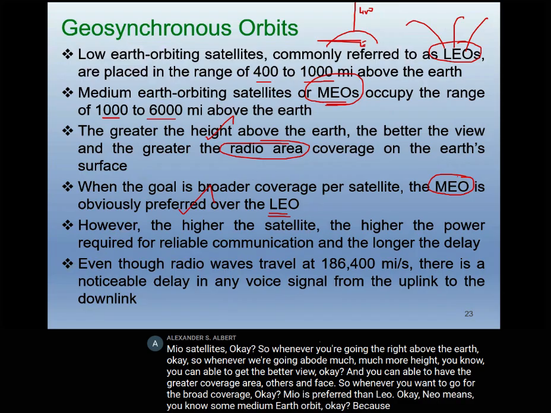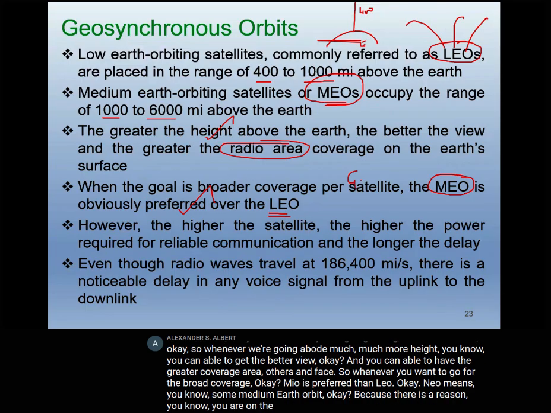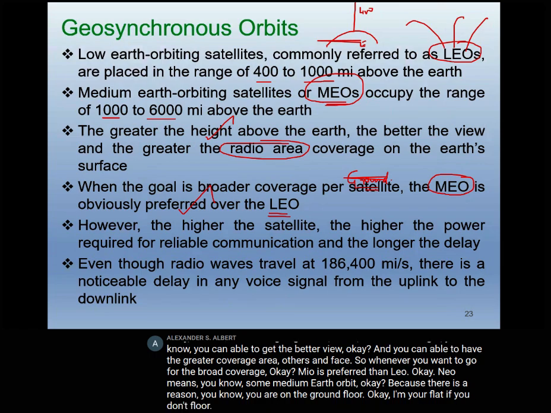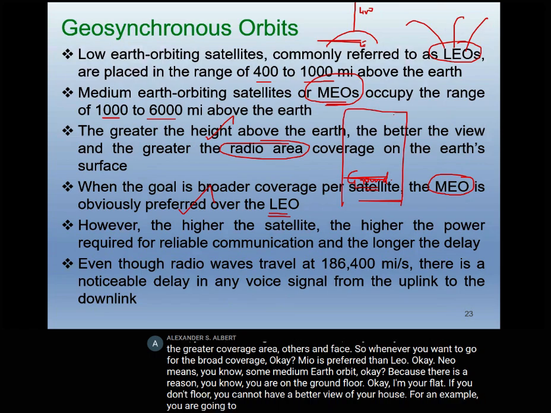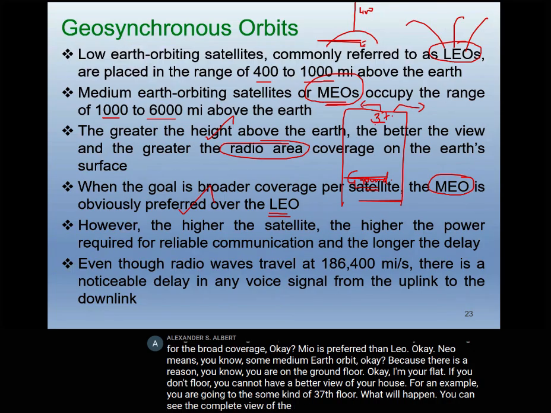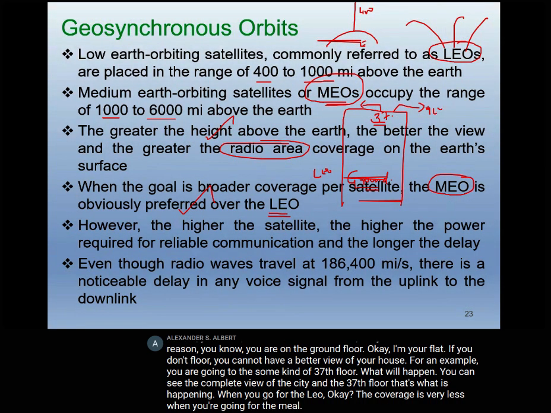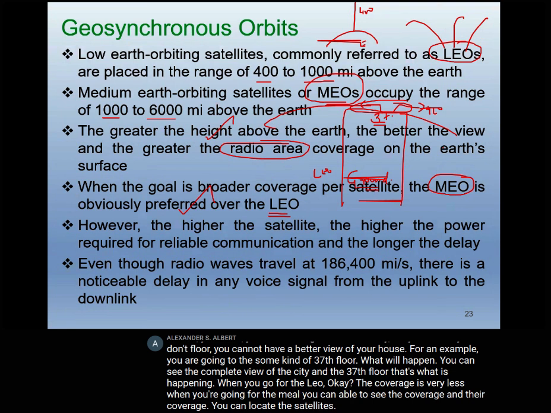The reason is like being on the ground floor of your building: you cannot have a better view. If you go to, for example, the 37th floor, you can see the complete view of the city. That is what is happening. When you go for LEO, the coverage is very small. When you go for MEO, you can see the entire coverage. You can locate the satellites, and you can locate the Earth stations.